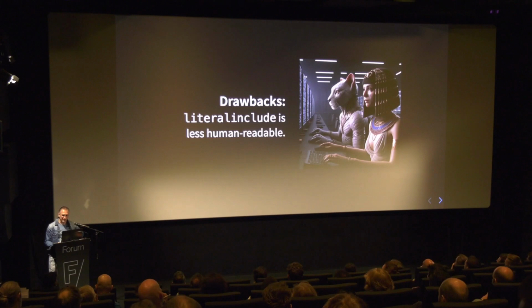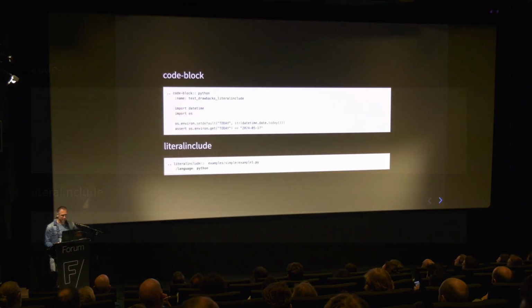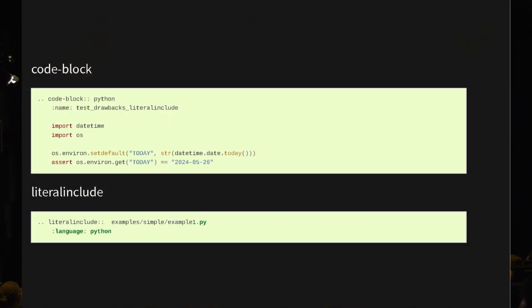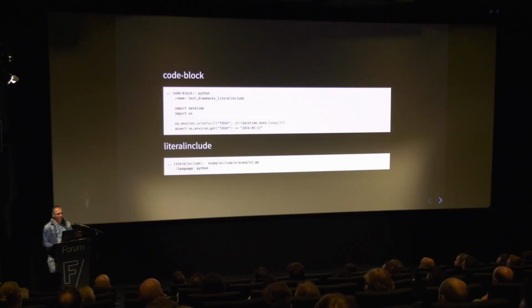And one of the drawbacks is that literal include is less human readable than code block. Again, going back to this, this is the code block, and this is literal include. In code block, you immediately see what the code is, and in literal include, you see a link to a file. So you have to go back there and see it with your eyes. But you know, it's a balance. Documentation is read much more often than it's written.